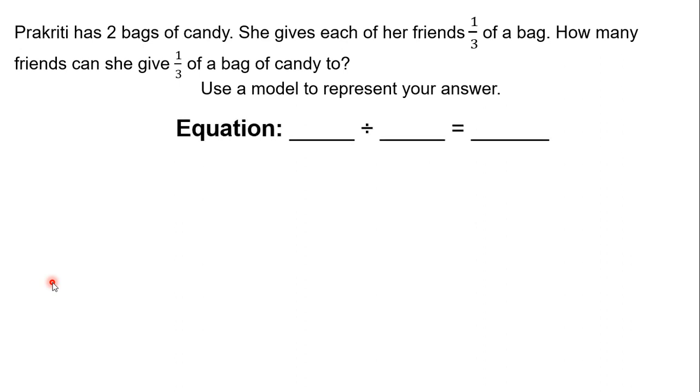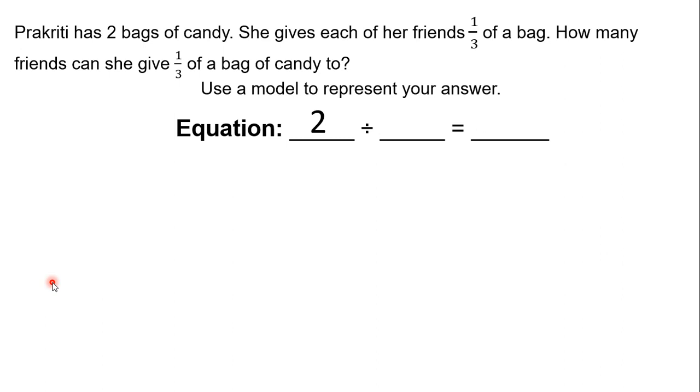So first thing we're going to do is create an equation. What we're going to ask ourselves is, what are we splitting up? Well, we are splitting up the two bags of candy. So our dividend, or the first number in our division equation, is going to be 2.